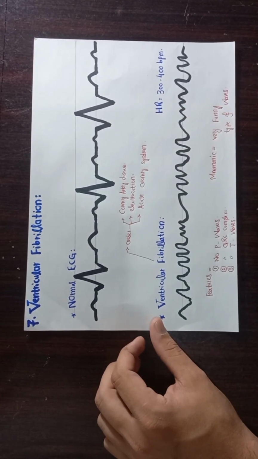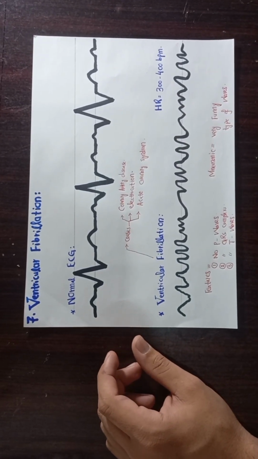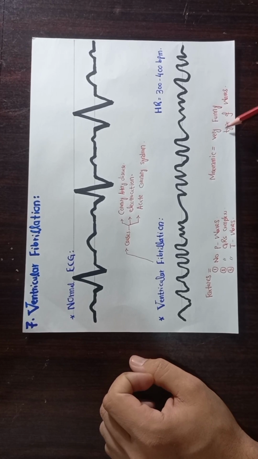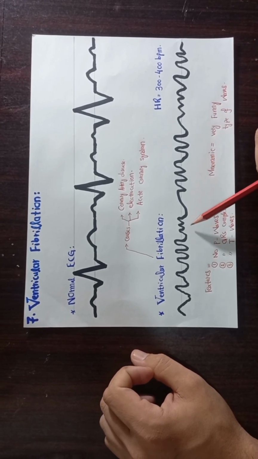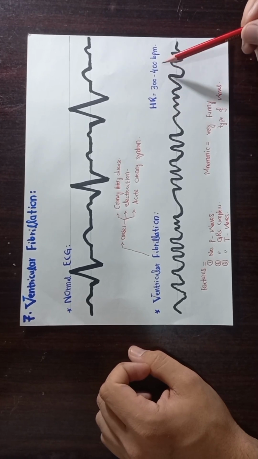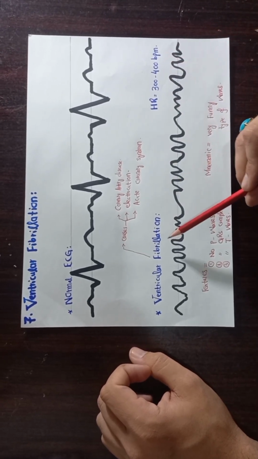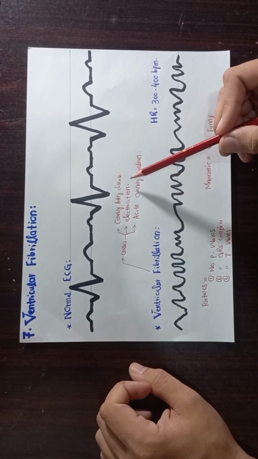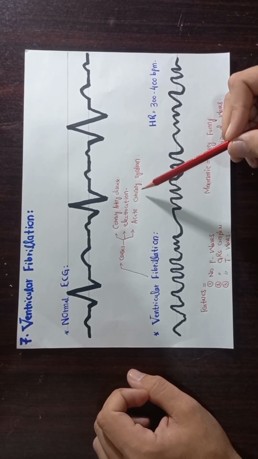And ventricular fibrillation. For ventricular fibrillation, there is a famous mnemonic which is a very funny type of waves, as there is no P wave, T wave or QRS complexes. The heart rate will be 300 to 400 beats per minute, and the causes of ventricular fibrillation are coronary artery disease, electrocution and acute coronary syndrome.